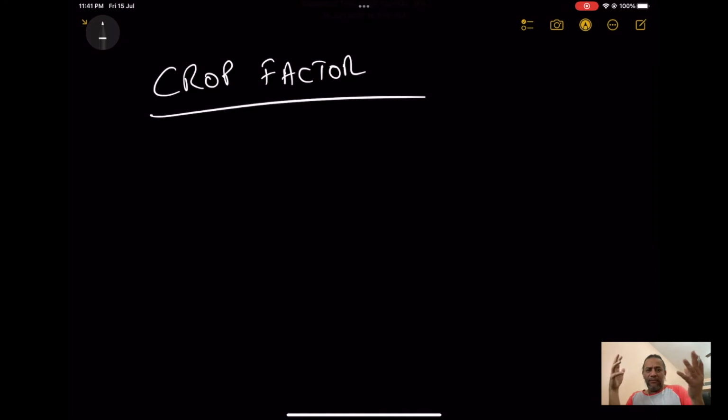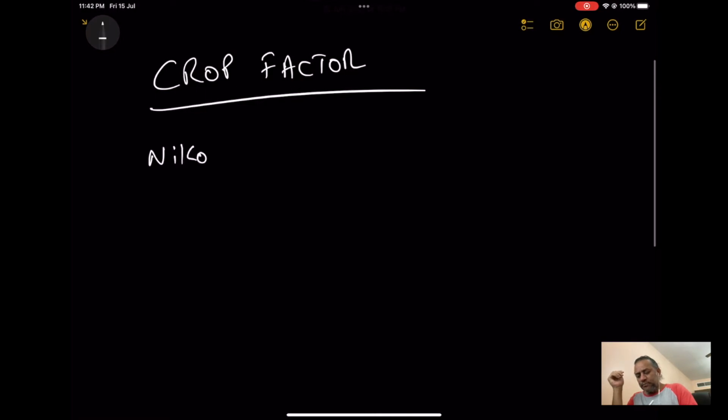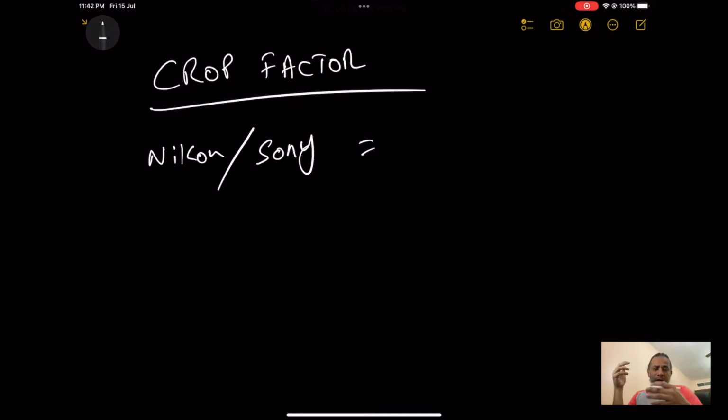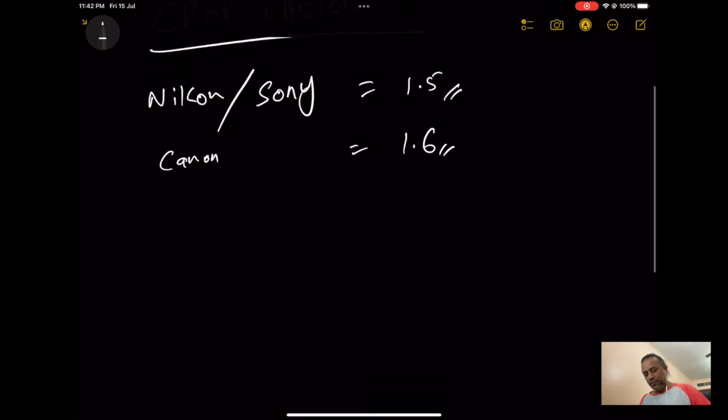We have Nikon, Sony, Canon, all these camera companies. They have their associated crop factor based on the type of sensor they are making. First of all, Nikon and Sony make crop sensor cameras with a crop factor of 1.5. Canon, on the other hand, has a crop factor of 1.6. This will affect a lot. Okay, let me explain.